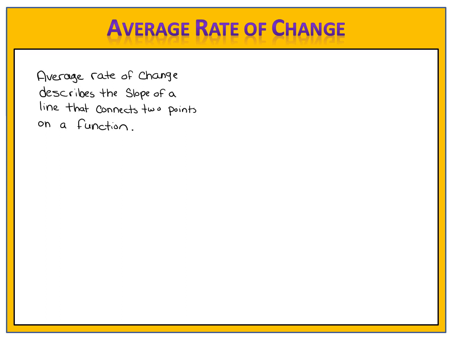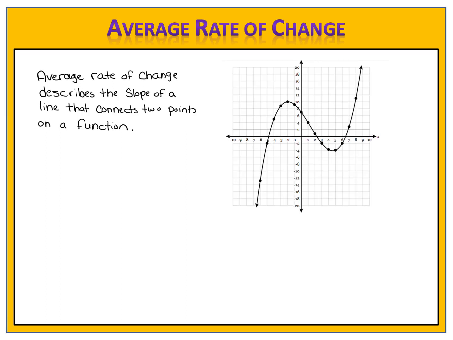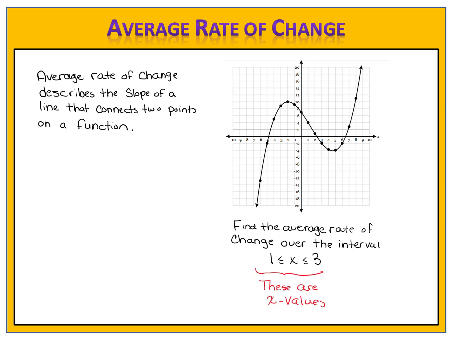Let me show you what I mean. Suppose we have the graph of a function. We want to find the average rate of change over the interval when x goes from 1 to 3. 1 and 3 are x values, or inputs, of the function. If we look on the graph along the x-axis where x is 1 and we identify that point, and then we go over to where x is 3 and we identify that point, we found the 2 endpoints for our line segment. If we connect those 2 points with a segment, and we calculate its slope, we have now calculated the average rate of change.